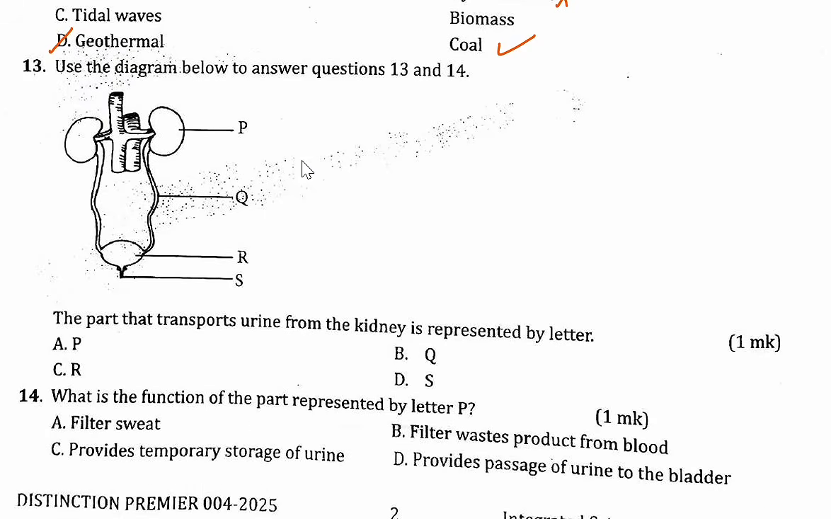Number 13. Use the diagram below to answer questions 13 and 14. The part that transports urine from the kidney is represented by letter. You know that it is Q, also called the ureter. Therefore, Q is the correct answer.